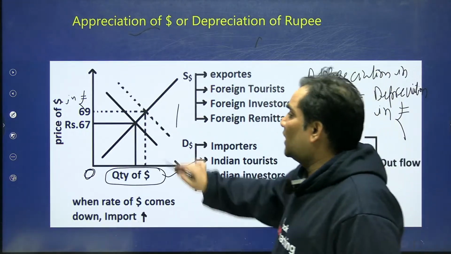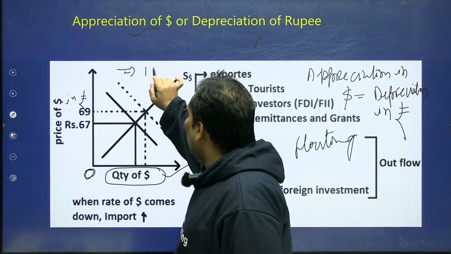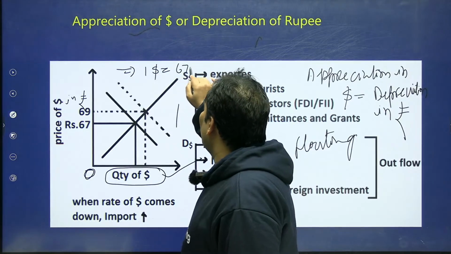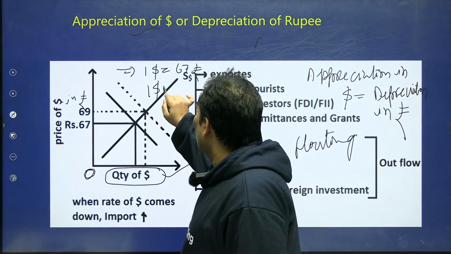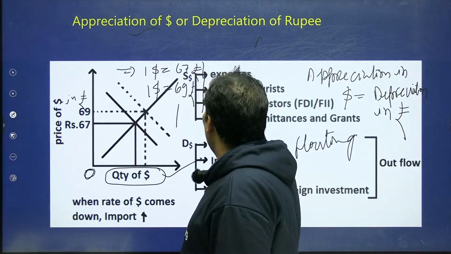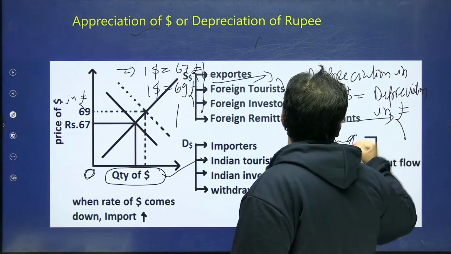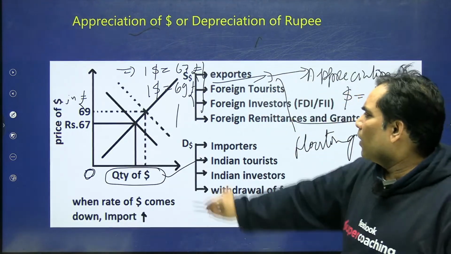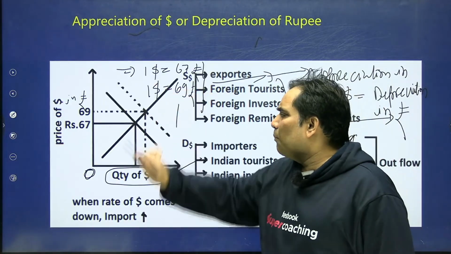Suppose, dears, please try to understand, $1 equals 67 rupees as our example. Now $1 equals 69 rupees. This is nothing but depreciation in the rupee and appreciation in the dollar, because the value of the dollar has appreciated and the value of the rupee has depreciated.